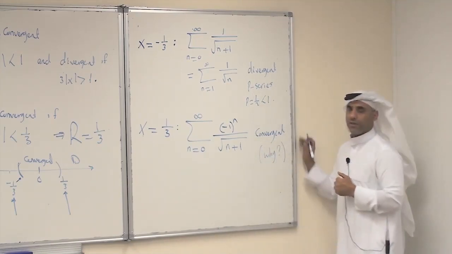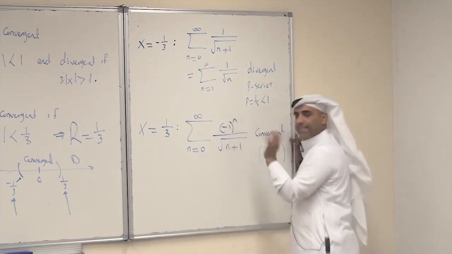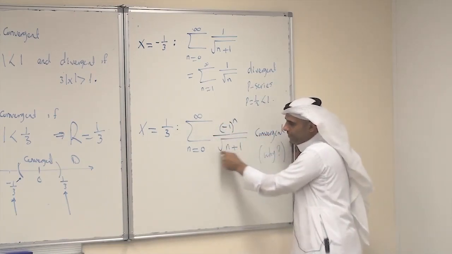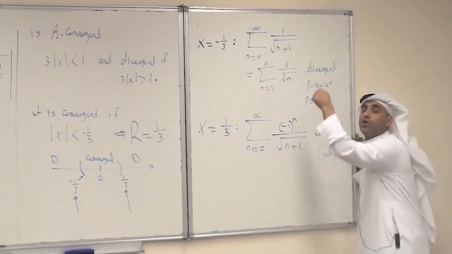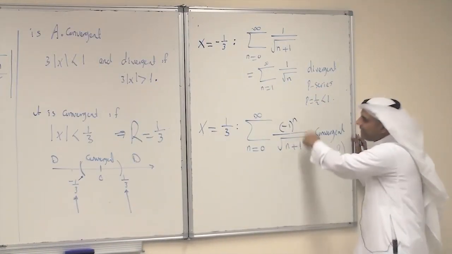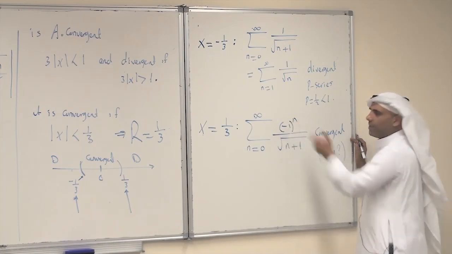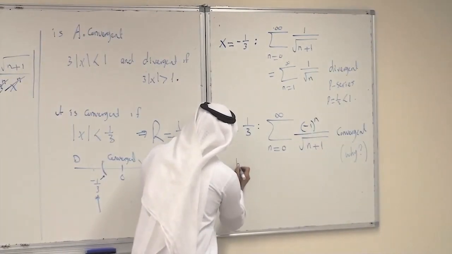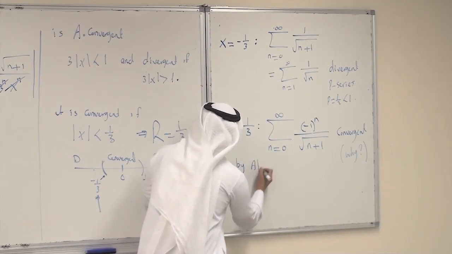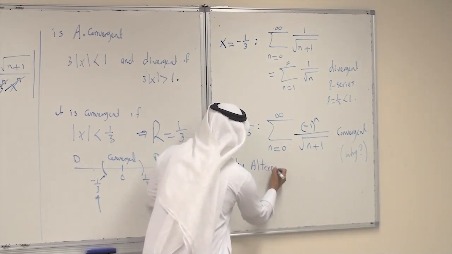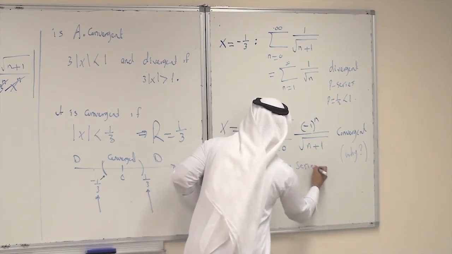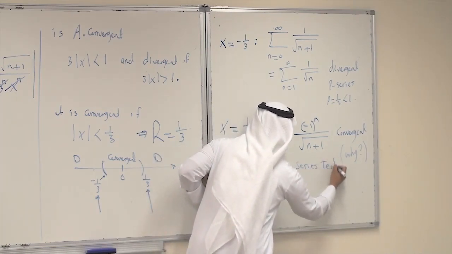Why is it convergent? This is an alternating series whose bn terms, 1 over radical n plus 1, are decreasing and go to 0. So by the alternating series test, this one is convergent. So the conclusion says this is convergent by the alternating series test. Of course, you need to write the details.